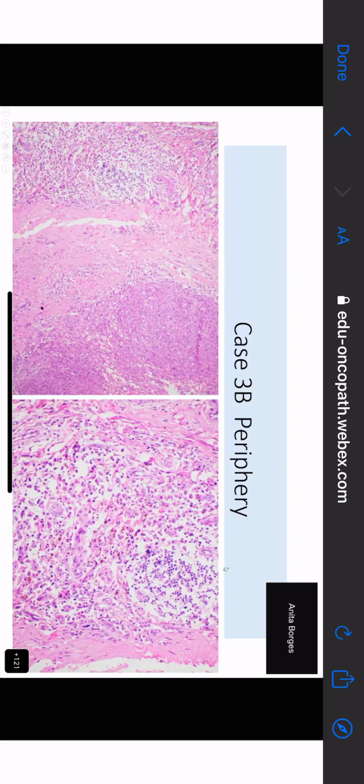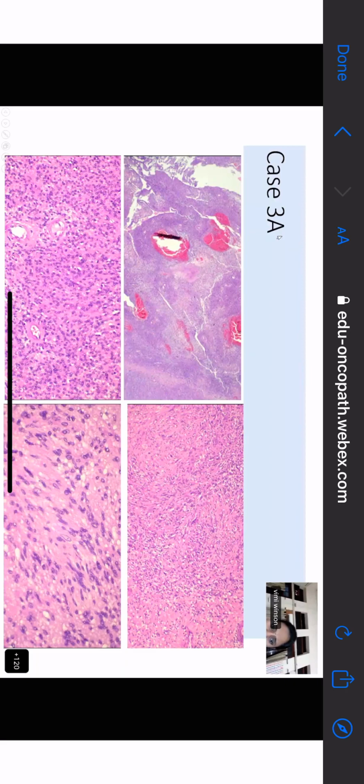This is the low power, this is a higher power view of the same. So now, what do you think? Come on. Case 3A is a vascular lesion, which is having this ovoid spindle cells. Any other thoughts? Glomus cell tumor, vascular lesion, right? That's what you think? Like a perivascular lesion.